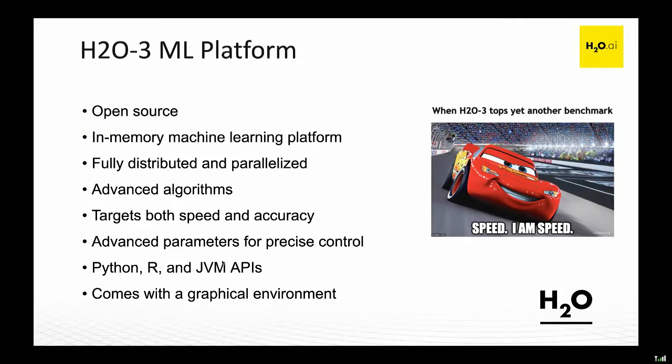Another great thing about the platform is that it comes with a lot more parameters for precise control of the algorithms over other libraries. So if a library typically exposes 2 to 3 parameters, the H2O library might expose 8 or 9. And you can use the platform via a number of different interfaces: Python, R, JVM APIs, and it also comes with a graphical environment, which if we have time, I'll demo at the end.